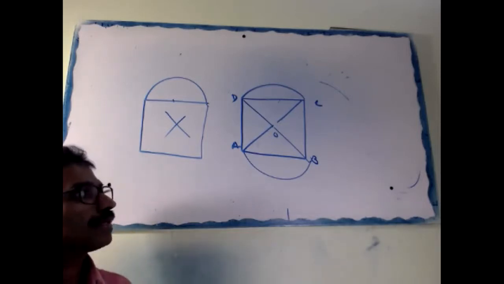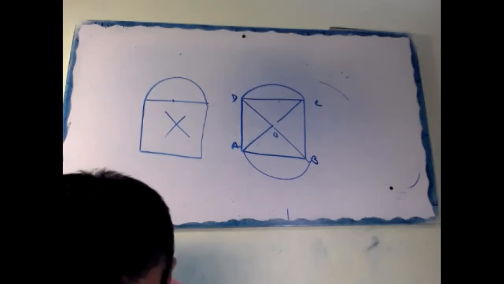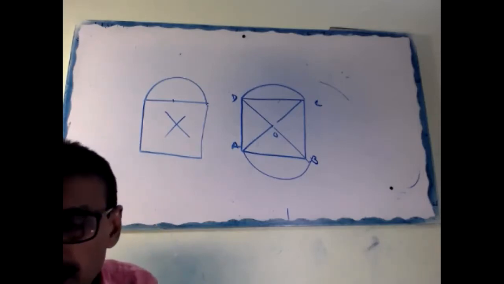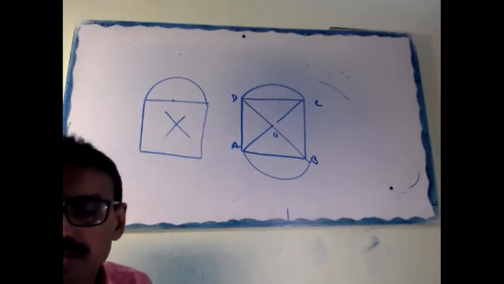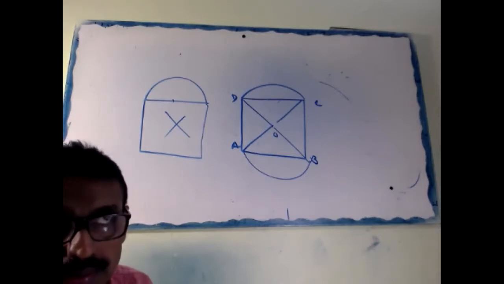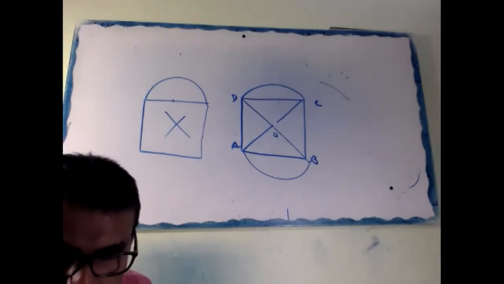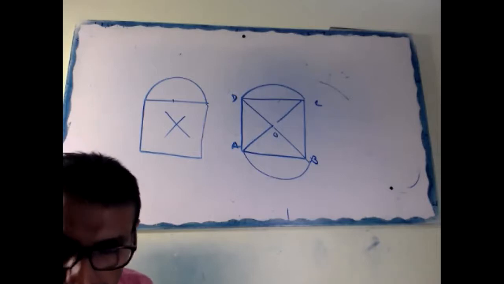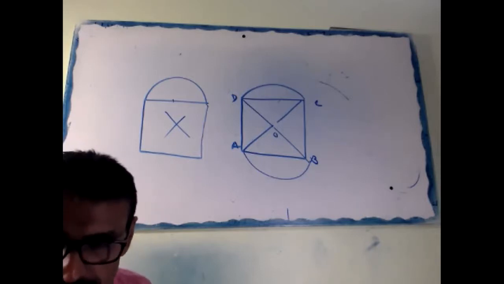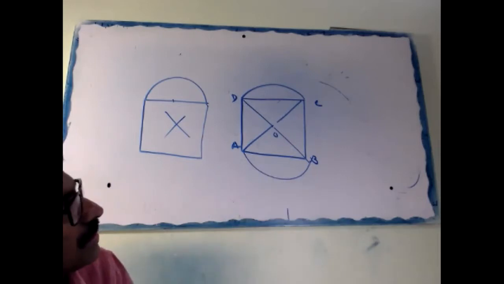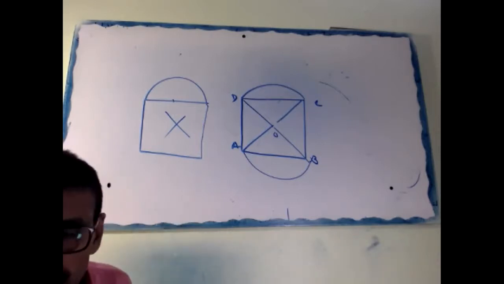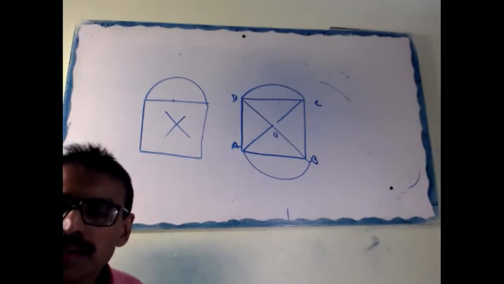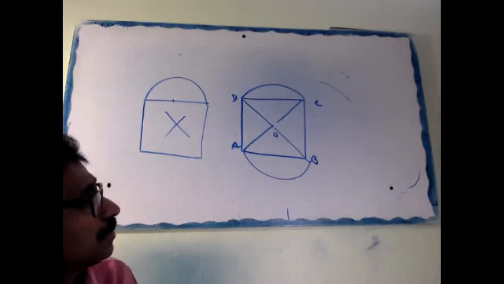Okay, look at here. What are the things you know? In a square, all sides are equal, diagonals are equal, and diagonals perpendicularly bisect each other, right or not? That means AB equal to BC equal to CD equal to DA, then AC equal to DB, OA equal to OC, OB equal to OD, right? And AC perpendicular to DB.